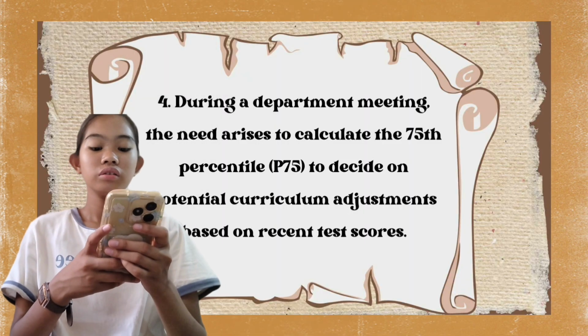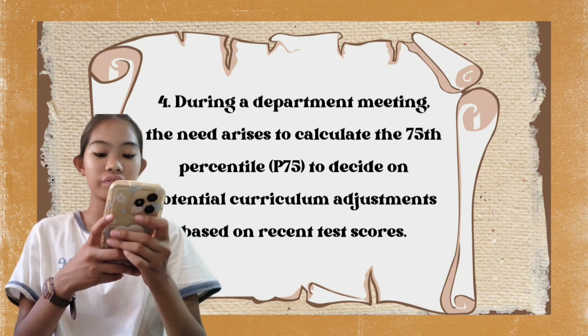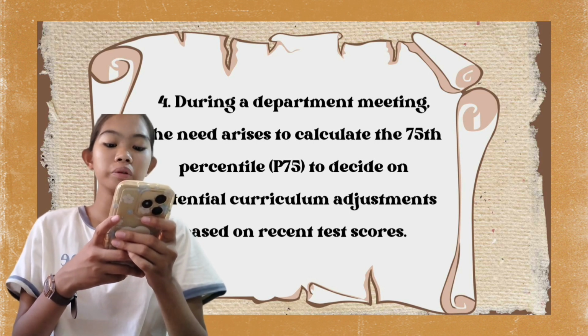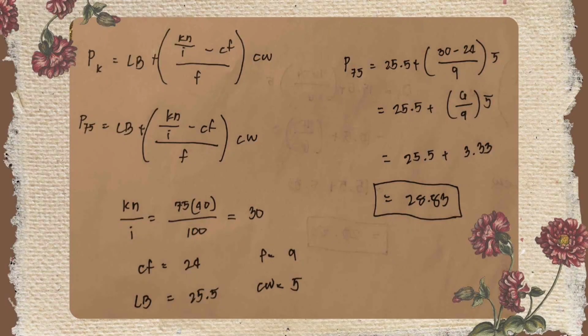Fourth problem. During a department meeting, the need arises to calculate the 75th percentile based on potential curriculum adjustments from recent test scores. In problem number 4, the formula we are going to use is Pk equals LB plus (Kn over I minus CF) over F, multiplied by CW. Kn over I is 30, CF is 24, LB is 25.5, F is 9, CW is 5.